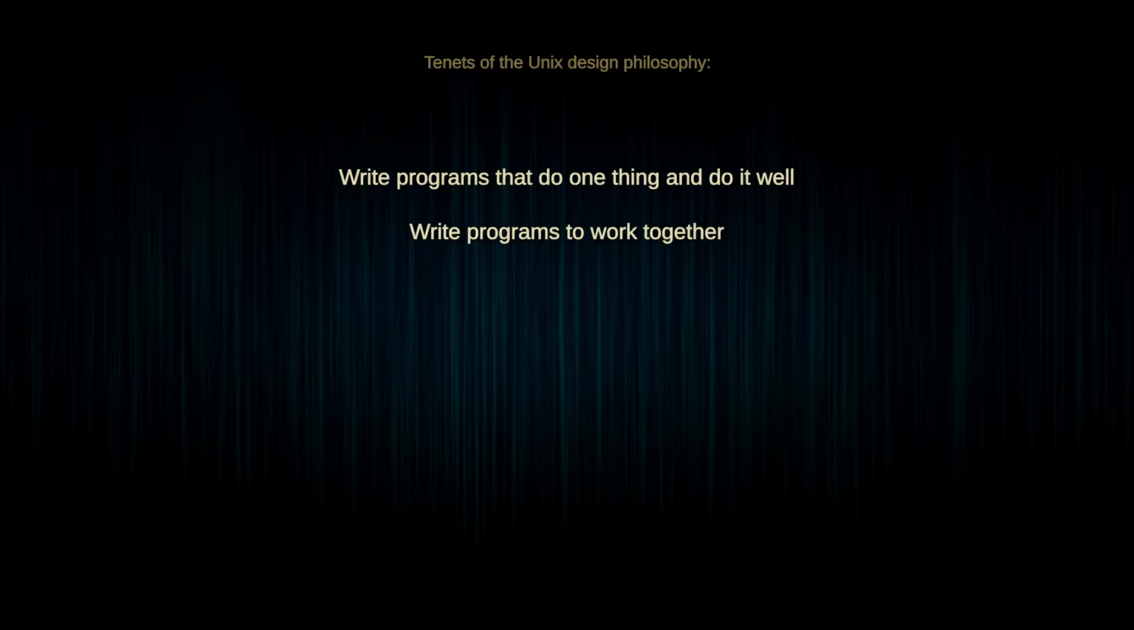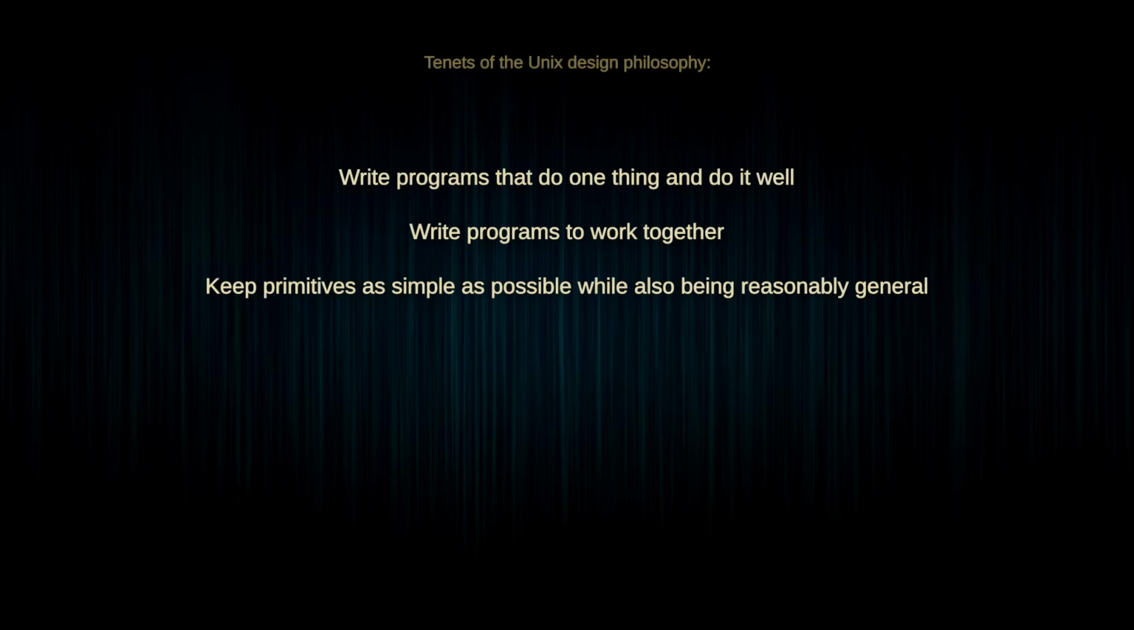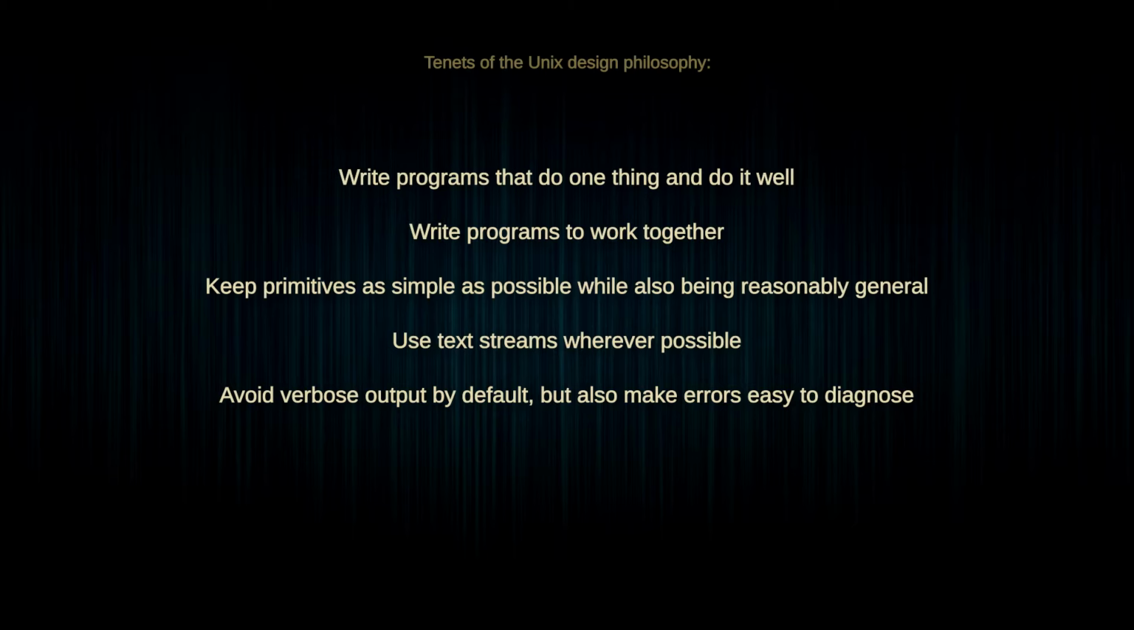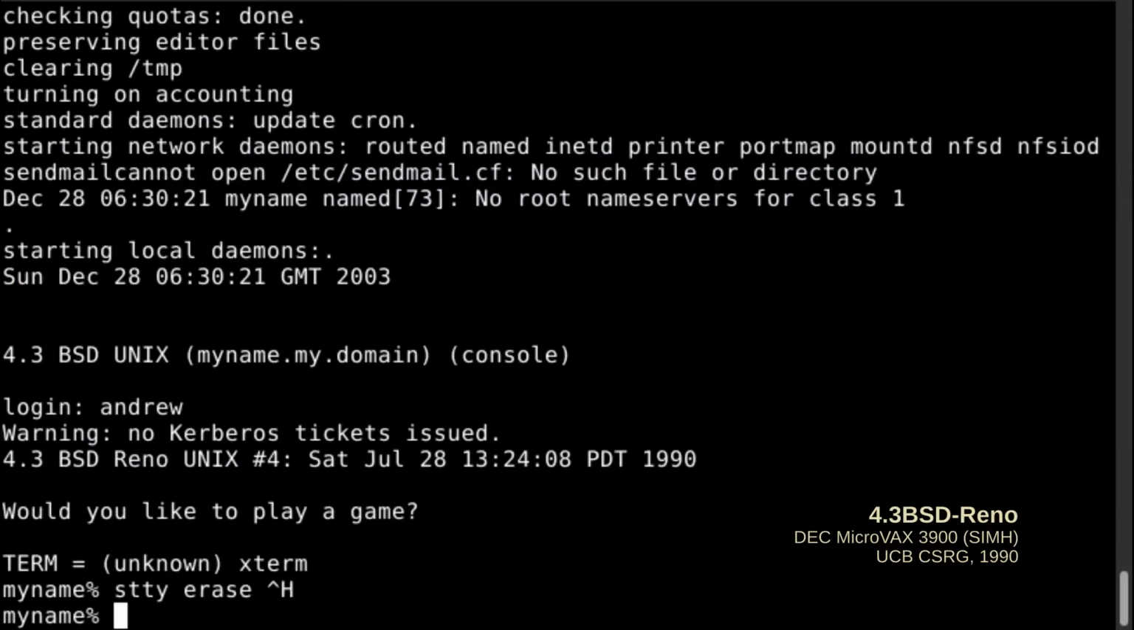Some of the general tenets of the Unix design philosophy include: write programs that do one thing and do it well, and write them to work together. Related to this, keep primitives as simple as possible while remaining sufficiently general. Use text streams wherever possible. Avoid verbose output unless specifically requested, but also try to make failures easy to diagnose. Separate mechanism and policy as much as possible.